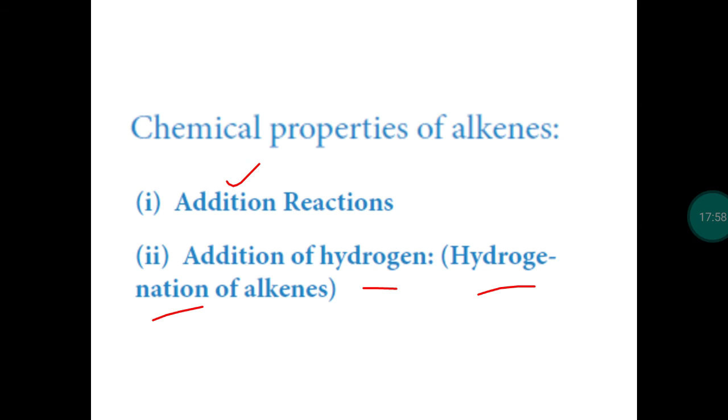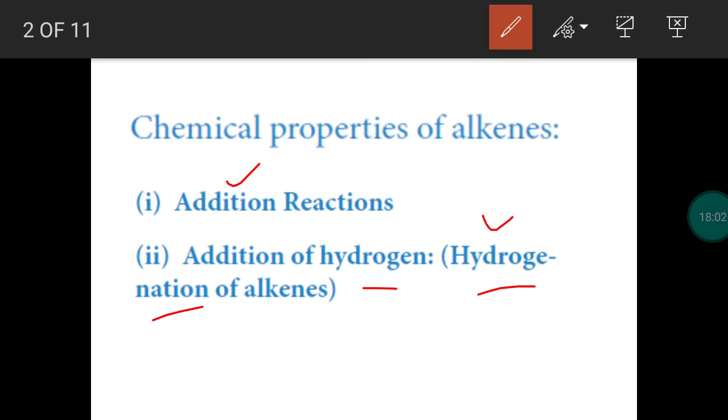So first, hydrogen is added. This is called the hydrogenation process. Example: preparation of vanaspati from vegetable oils. For this hydrogenation process, we need a metal catalyst like nickel, platinum, palladium, not iron.